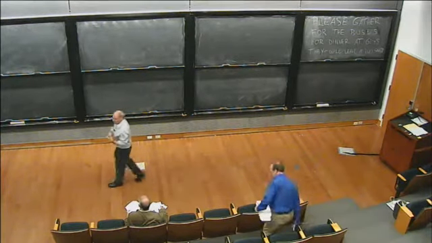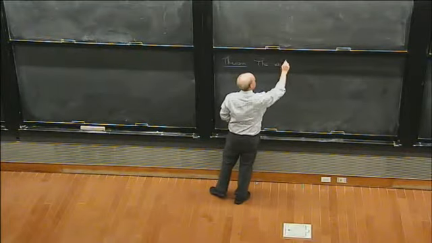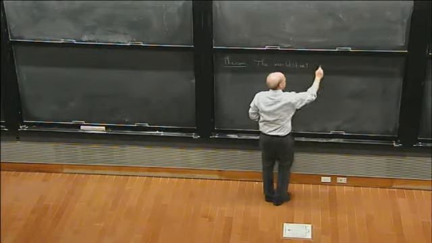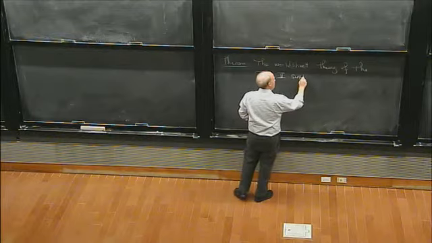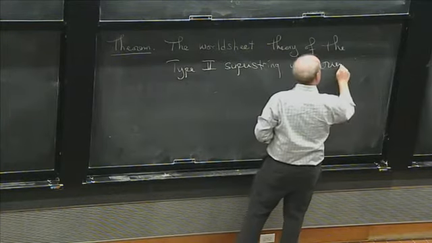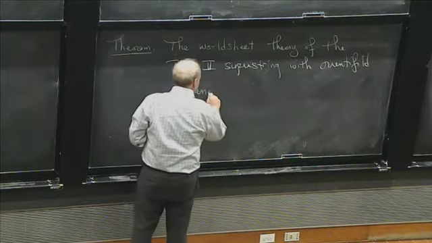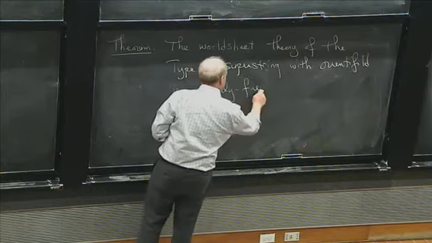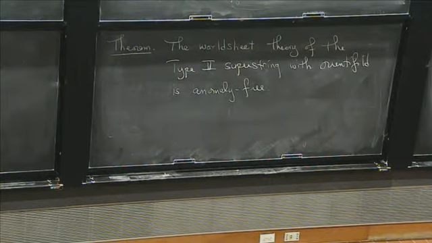Thank you. So I'm going to discuss the following theorem, which is that the worldsheet theory of the type 2 superstring with Orientifold is anomaly free. Well, as it stands, that's not a mathematical statement, but there will be mathematical statements out of that.